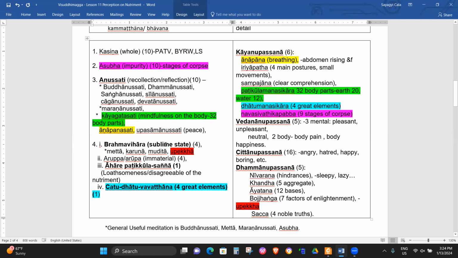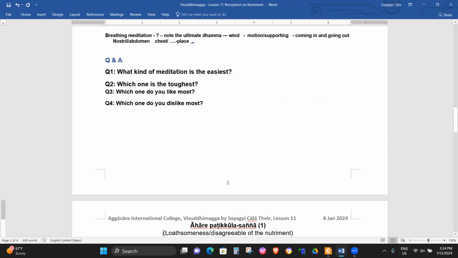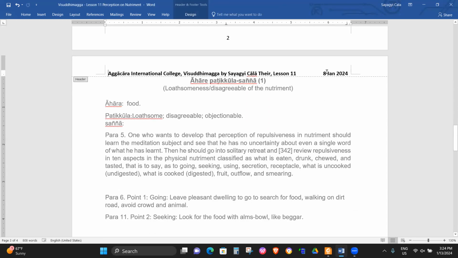Now, since we were on this topic, if there is no discussion, we go for the Ahare Patikkula Sanya. This one is for you all to ask yourself. It's important for us to know this. Today is the 1st of March, so let me change the date.